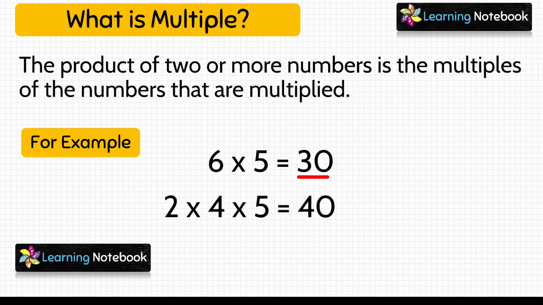Let's take another example. 2 into 4 into 5 equals 40. Here the product 40 is the multiple of 2, it is the multiple of 4, and 40 is also the multiple of 5. So remember that the product of two or more numbers is the multiple of the numbers that are being multiplied.